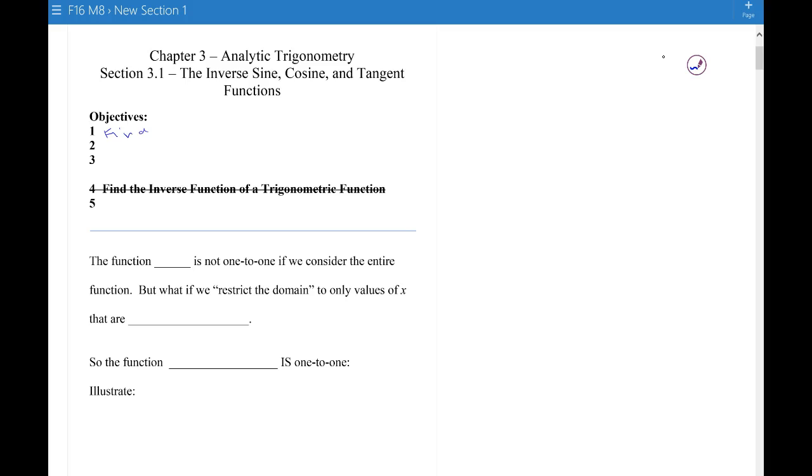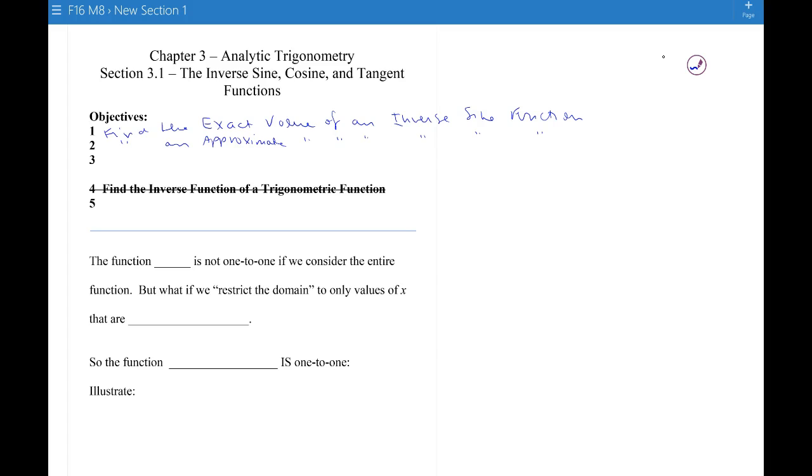find the exact value of an inverse sine function. So exact value. Then the second objective is going to be to find an approximate value of an inverse sine function, because that will be using our calculator.